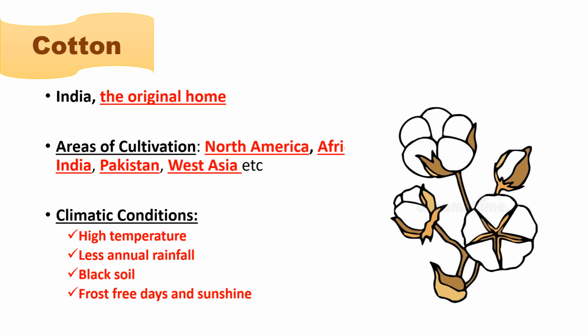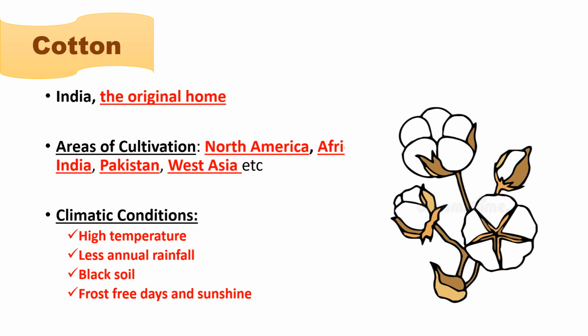Then we talk about climatic conditions. So, climatic conditions, you remember, black cotton soil is needed for good production of cotton. Okay, so what you need to remember here, that is black soil. For cotton cultivation, black soil is needed. Then comes, it requires high temperature. So, not moderate temperature, high temperature is needed.